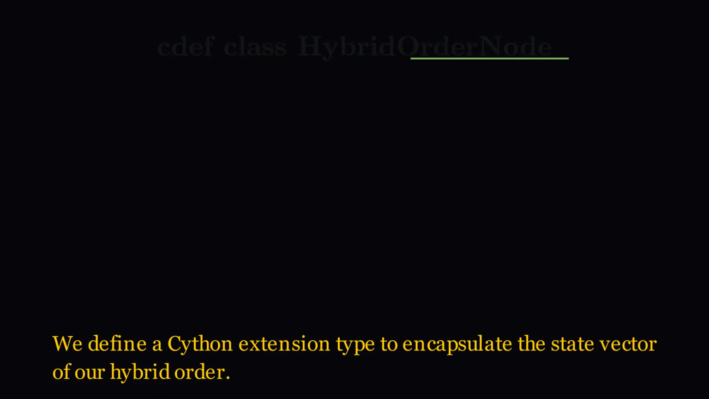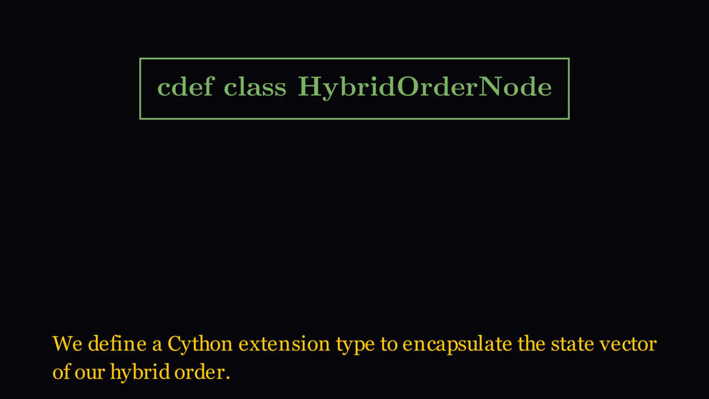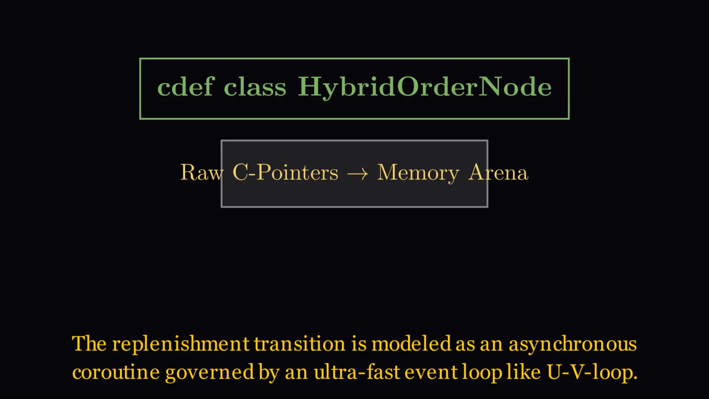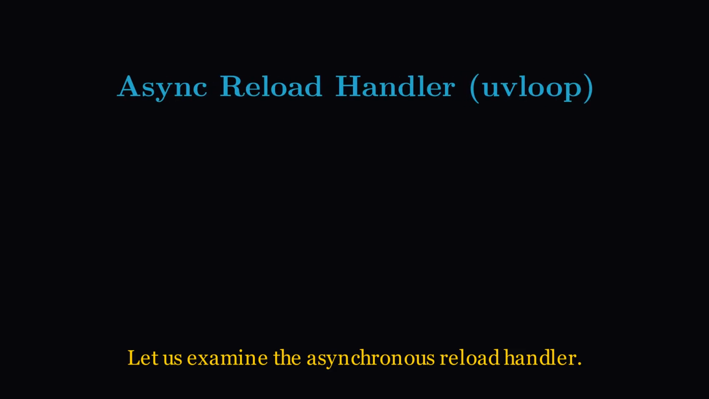We define a Cython extension type to encapsulate the state vector of our hybrid order. This node holds raw C pointers to the limit order book's memory arena, aggressively bypassing the overhead of Python object creation. The replenishment transition is modeled as an asynchronous coroutine governed by an ultra-fast event loop like uvloop. Let us examine the asynchronous reload handler.